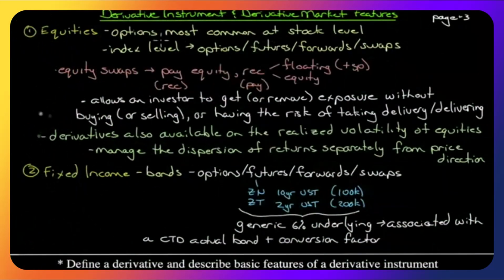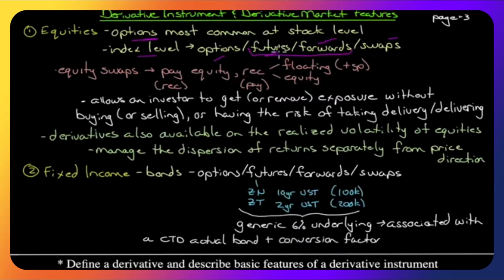So as I said on the previous screen, options are the most common at the stock level. At the index level, there are options, futures, forwards, and swaps. And just to collapse these two together, a futures contract is a forward contract. They are the same thing, except a forward contract is traded through a dealer. It's called an over-the-counter derivative, whereas a futures contract is traded on an exchange and it's highly standardized.